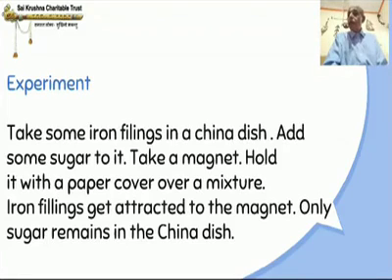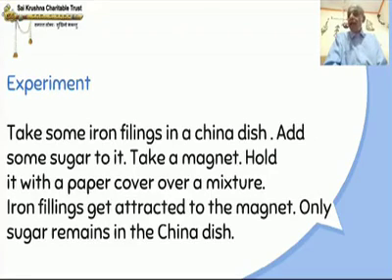Right. Now, there is one more example, and this is an experiment. Let us study this experiment in detail. Take some iron filings in a china dish. First, what we should do is we will be taking iron filings in a china dish, and then we will be adding some sugar to it. So, in a china dish, we have taken iron filings and then we are adding sugar to it.